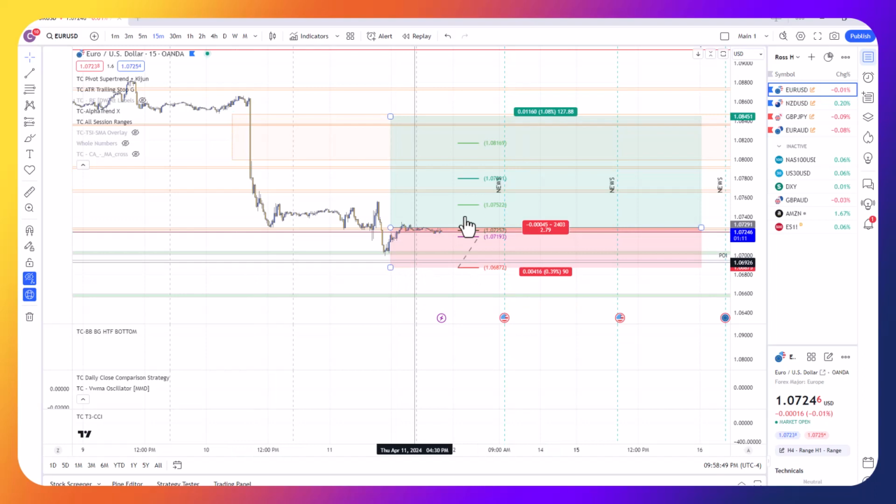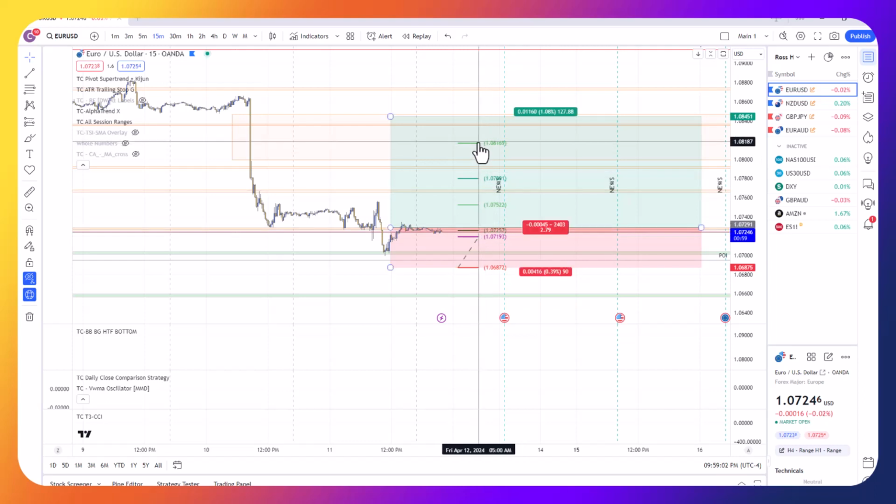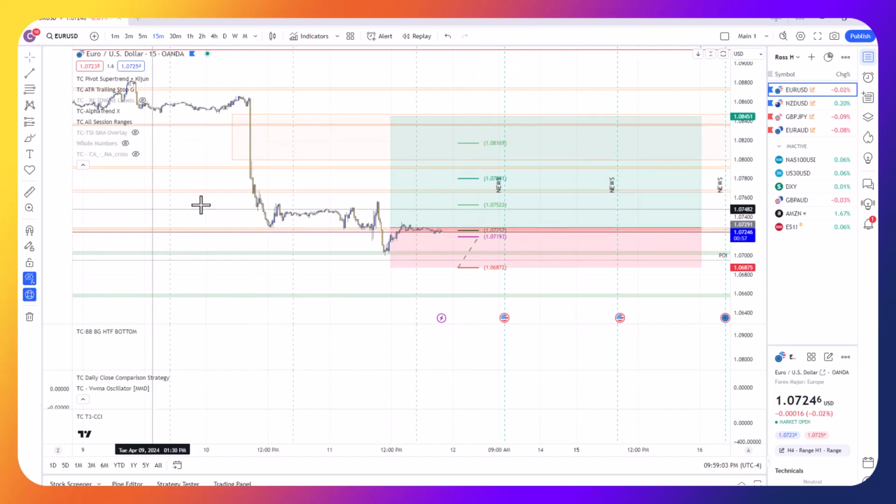So right now, this is our trade. This is my stop. I put the stop at this level here, 1.0687. This is our entry here, and this is our take profit. And that's what goes into a trade. All right.